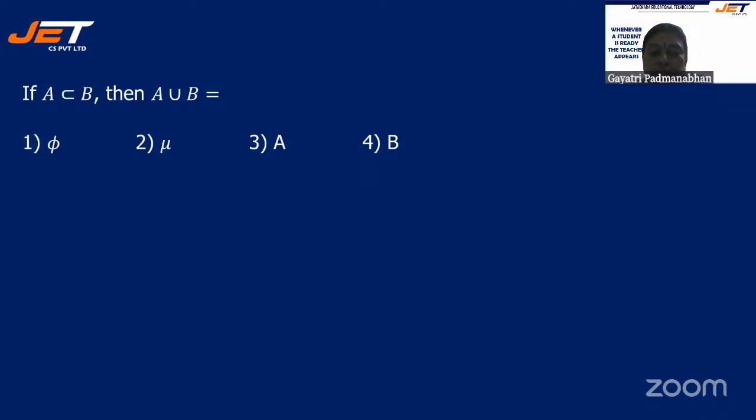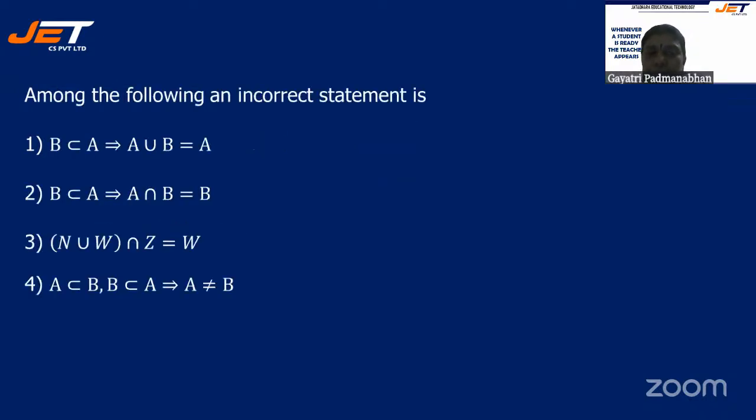See the next question. If A is a subset of B, then A union B is dash. Null set, or is it mu, or is it A, or is it B? So 4 options are given. See the answer. It is B. Because A is a subset of B, which means A union B is nothing but B. Yes. Probably this would be our last question.